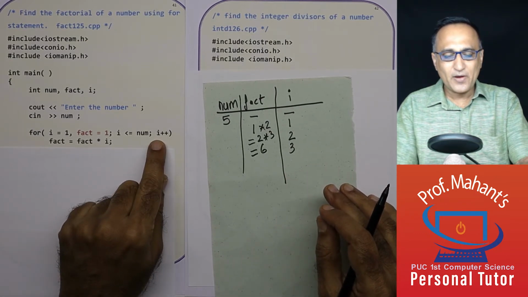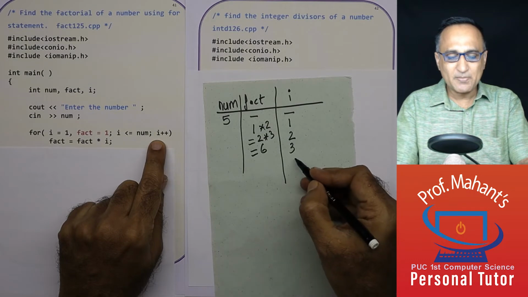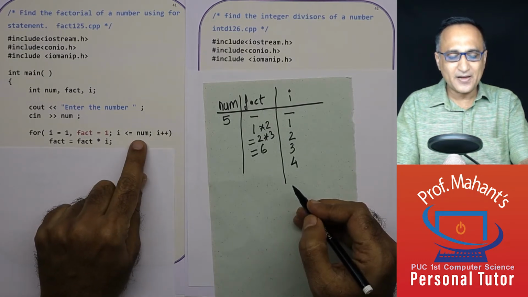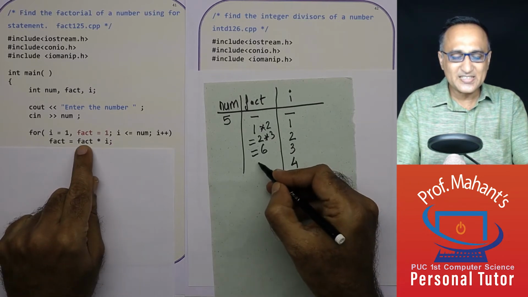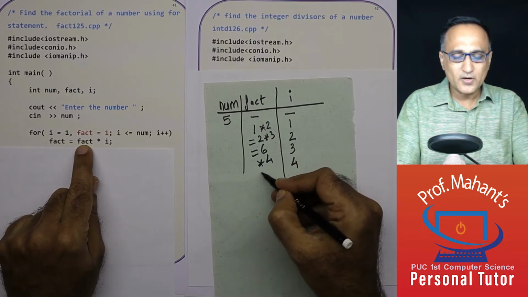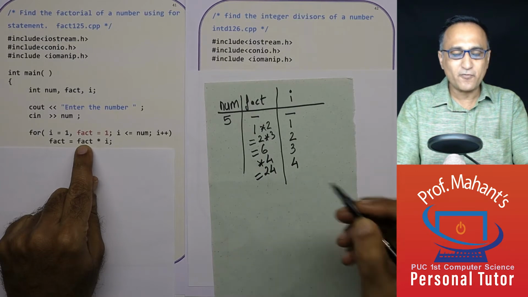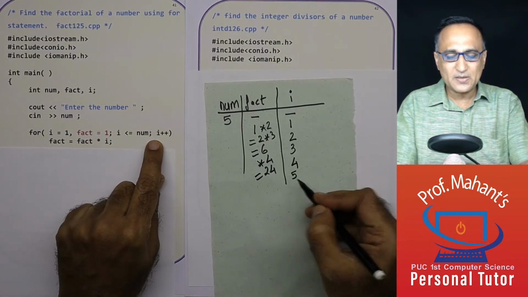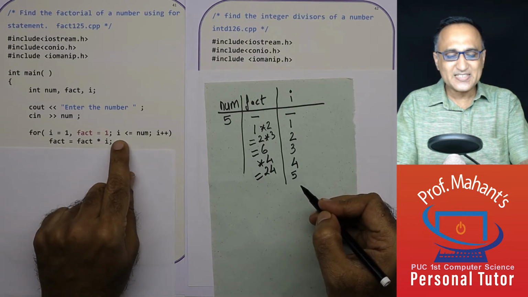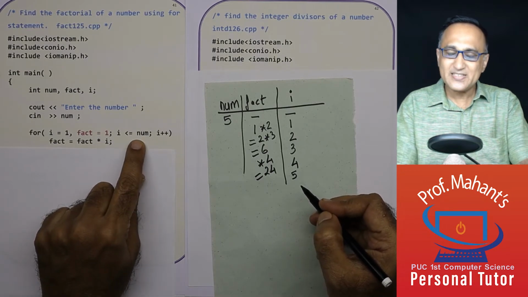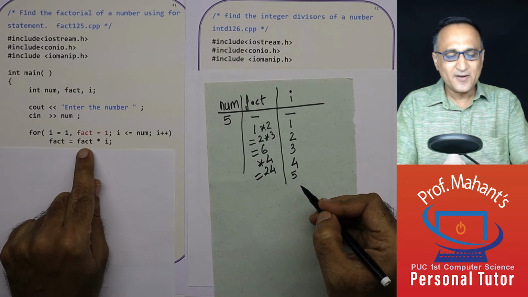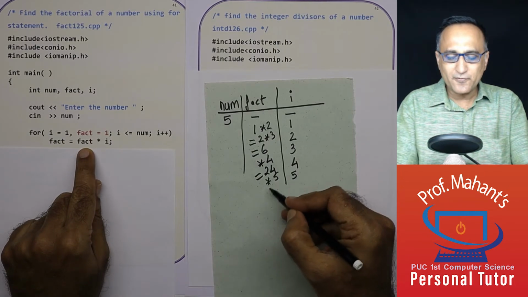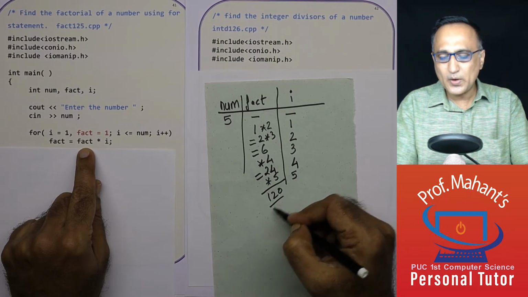Now the value of I has to be increased again by 1. It ends up becoming 4. 4 is still less than 5. Fact is 6 into 4, which is equal to 24. So now I is again increased after this step. It becomes 5. 5 is still less than or equal to 5. It is equal to 5, so we are okay. Fact is 24 into 5. 24 into 5 is 120.